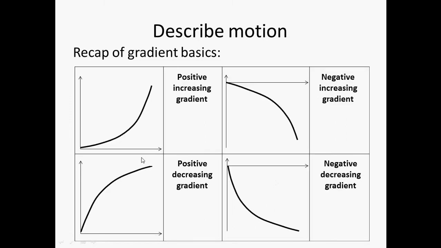Next, if you have these two graphs pointing top right, in this one the gradient is going from gentle to steep, so it's positive increasing gradient. This is pointing top right, but it's steep to gentle, so it's positive decreasing gradient. This is pointing bottom right, so it's negative, and it's going from gentle to steep, so it's negative increasing gradient. And finally, this is also pointing bottom right, going from steep to gentle, so it's negative decreasing gradient.